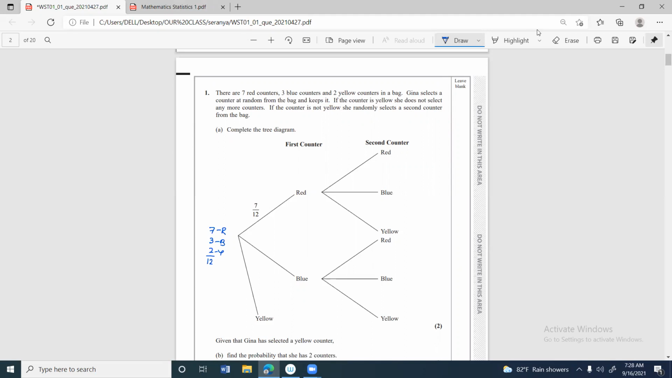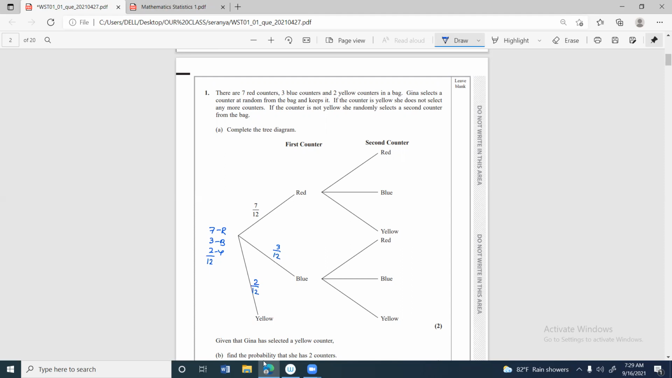Now you can see the probability of picking the red counter is 7/12, whereas blue would be 3 out of 12 and yellow 2 out of 12. So altogether it adds up to 1. If you have a tree diagram like this, we know that the addition of these 3 should be 1. Then if the counter is yellow, she does not select any other counter. That is why after this branch there is no extension, because after receiving yellow we are not going to follow up.